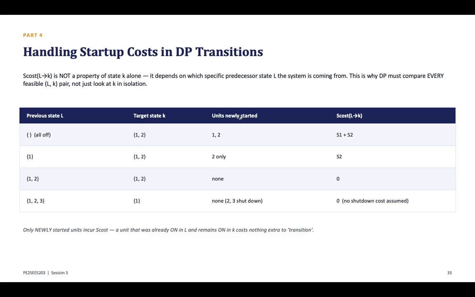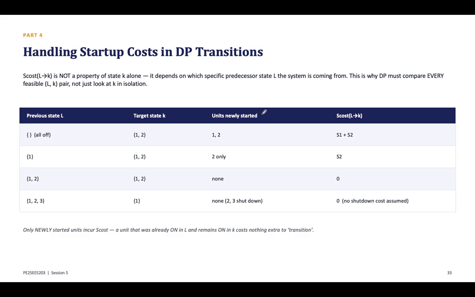For example, consider the target state in which unit 1 and 2 are on. If both units were off previously, both startup costs are incurred. If unit 1 is already on and unit 2 was off, only unit 2 incurs the startup cost. If both were already on, there is no startup cost. Therefore the DP table must compare the state pairs, not merely state costs.